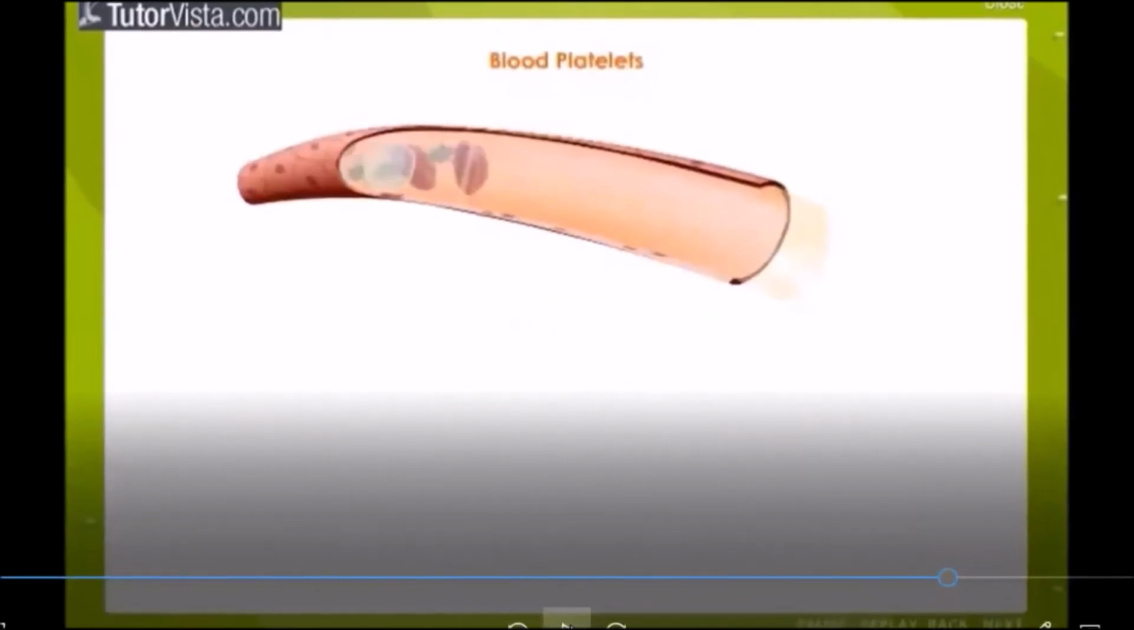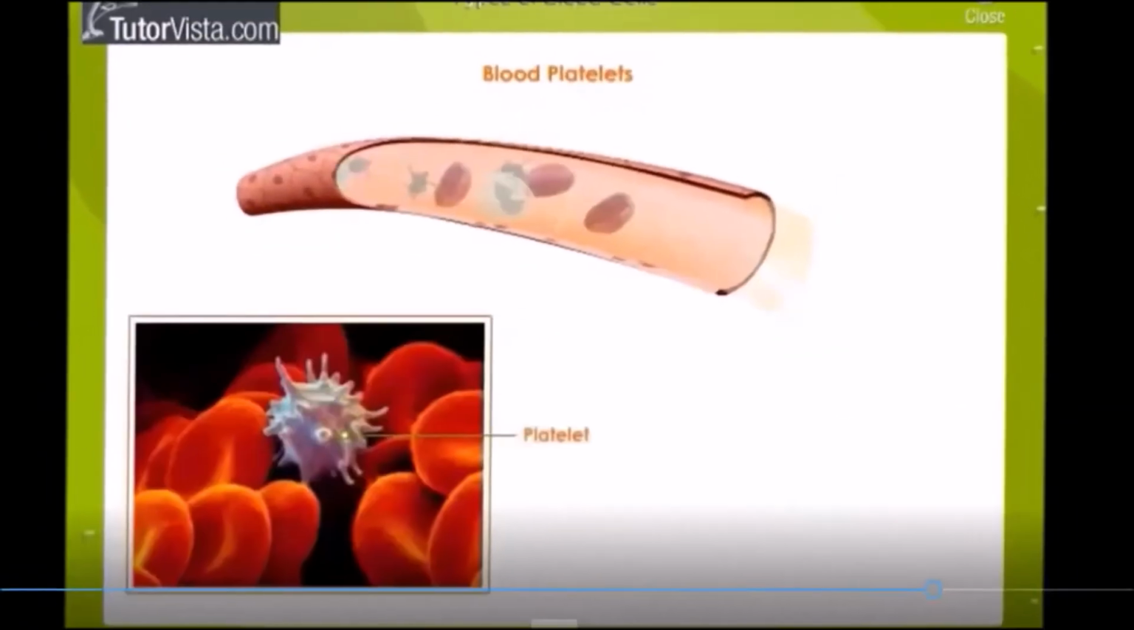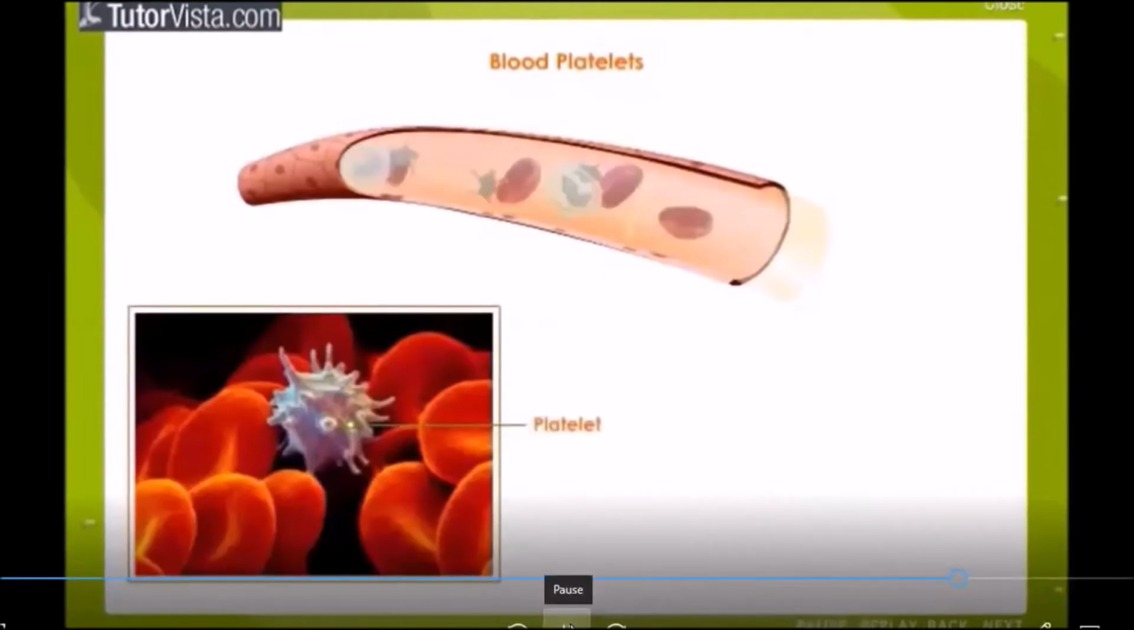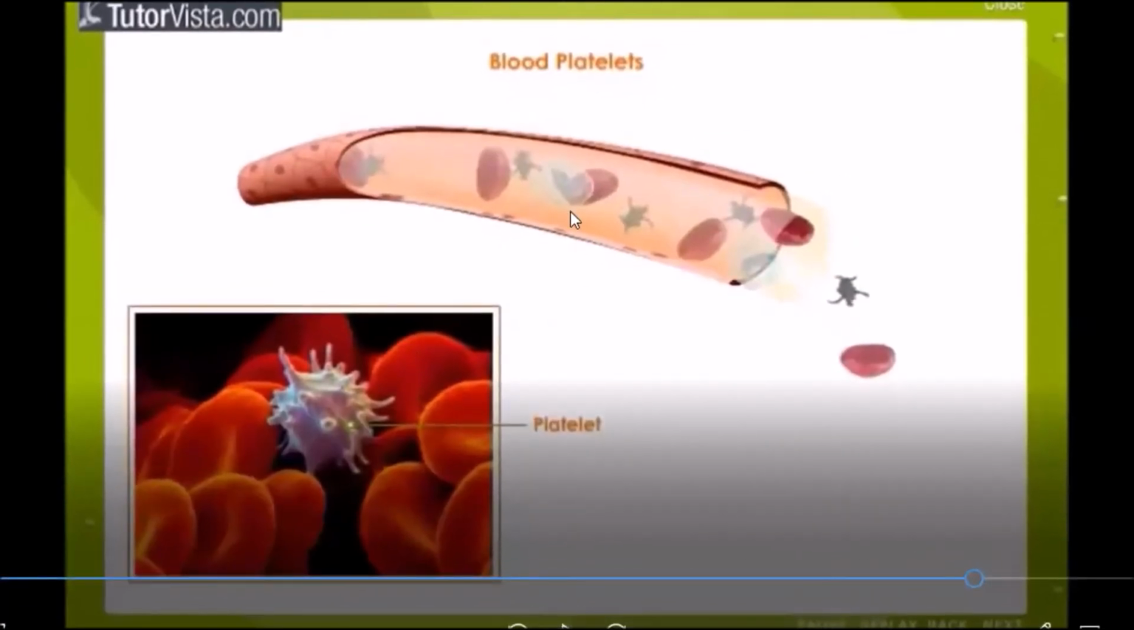The next formed element, or cellular component, of the blood is your platelets. As I told you before, the platelet is not a complete cellular structure. It does not have a nucleus. It does not have a properly defined shape. You can see here these are the platelets, and they don't have a specific structure. They are just fragments of a bigger cell.